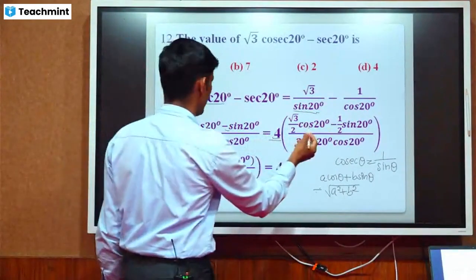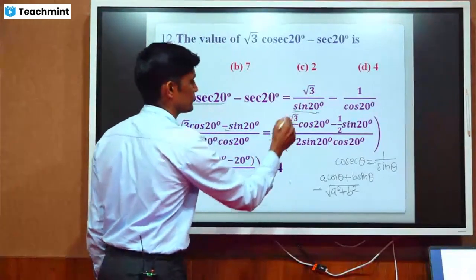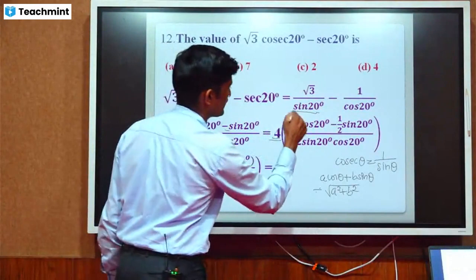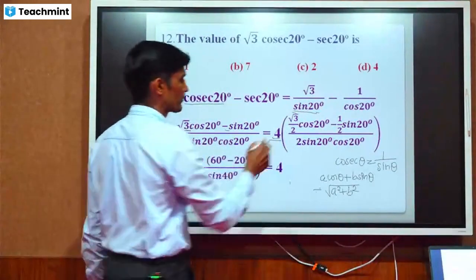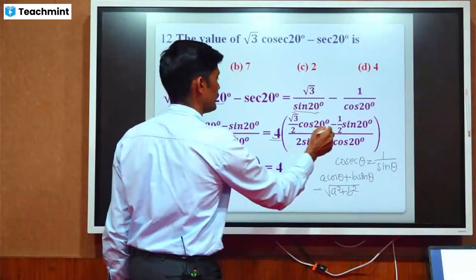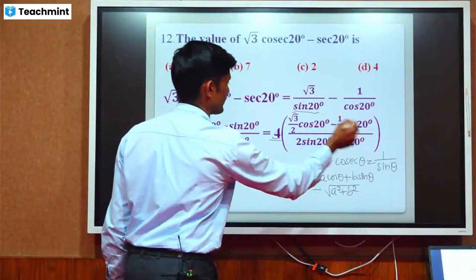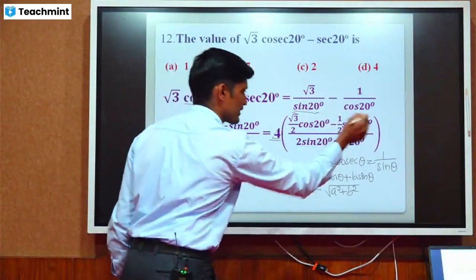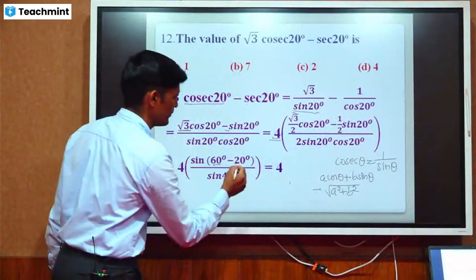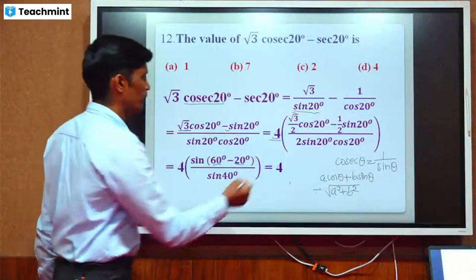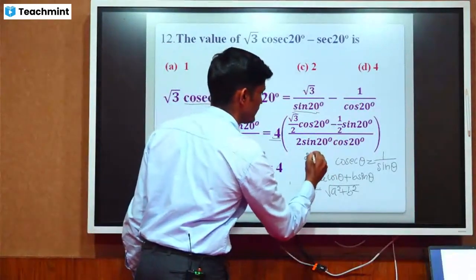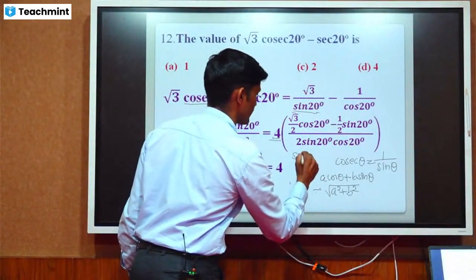And this can be written as, either you treat this as a sin 60 or cos 30. So if you treat this as sin 60, it is sin 60 degree cos 20 degree minus cos 60 degree sin 20 degree. Sin x cos y minus cos x sin y is equal to sin of x minus y, that is sin of 60 degree minus 20 degree. Divided by, this is 2 sin x cos x is equal to sin 2x.